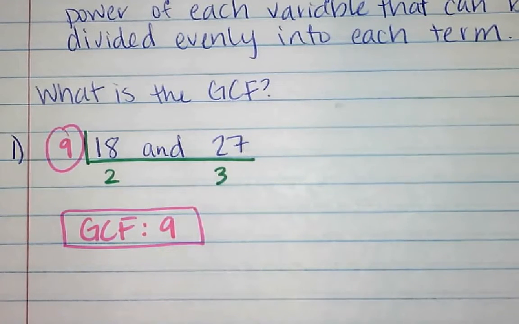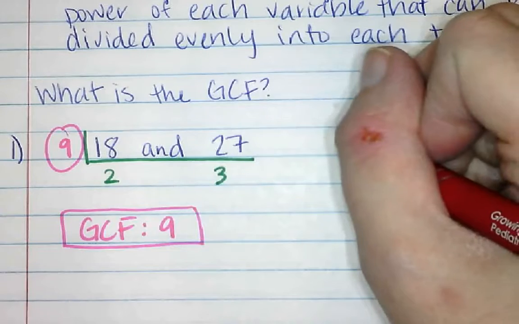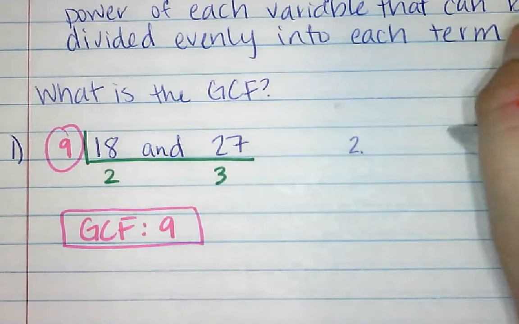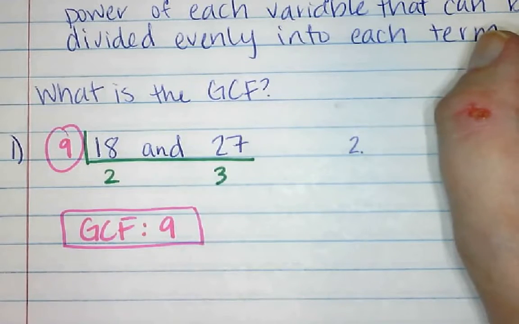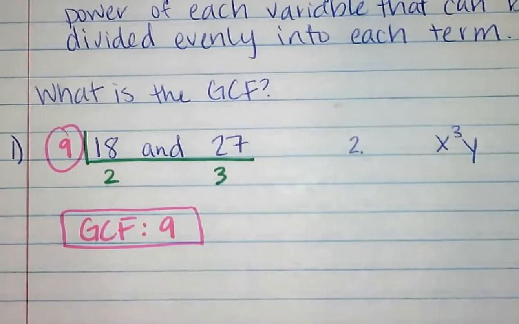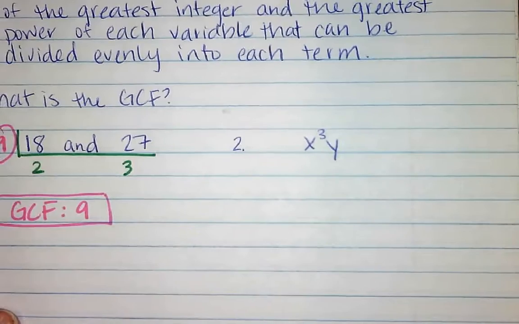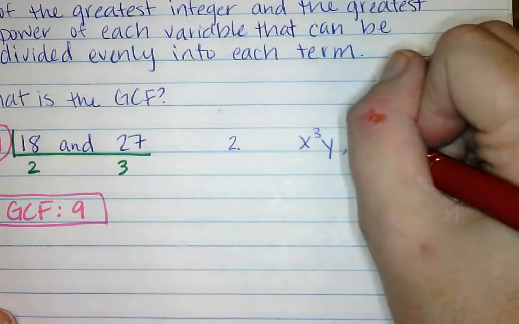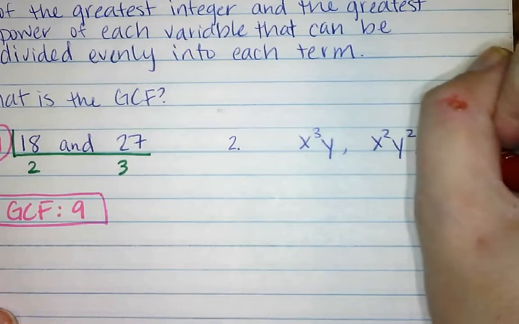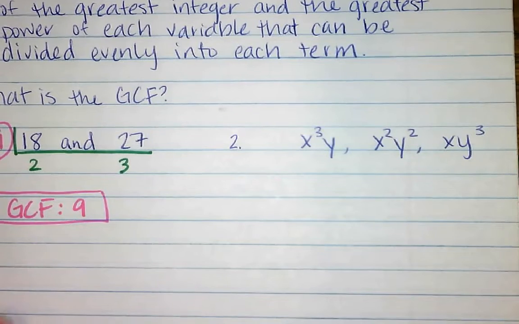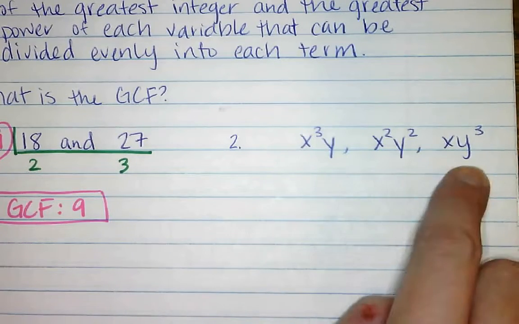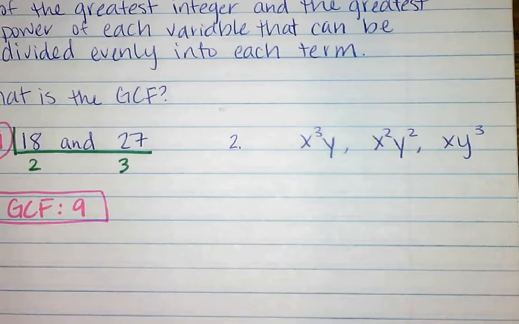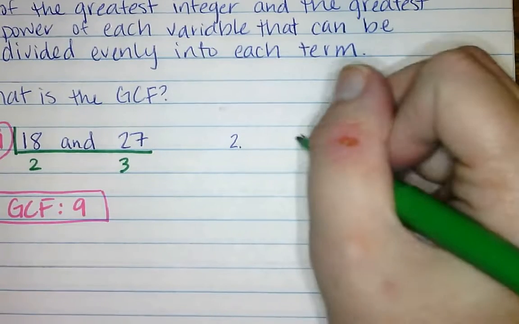Okay? Now sometimes, guys, you might have a variable. So let's take a look at this. If we look at our variable factor here, I'm going to say we want to find what is the greatest common factor between x cubed y, x squared y squared, and xy cubed. I don't know why I did my y different. I'm sorry. Okay? So we want to find what is the greatest common factor between these three terms. What do y'all think here? What can we take out of each of them?